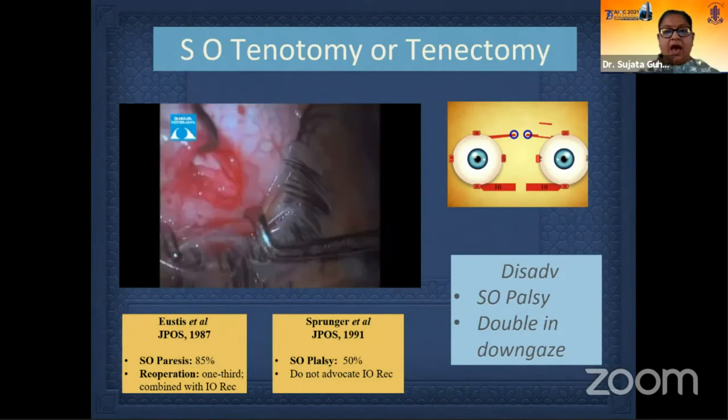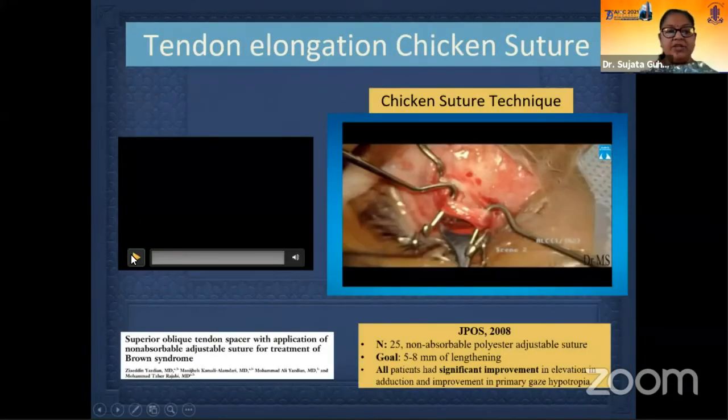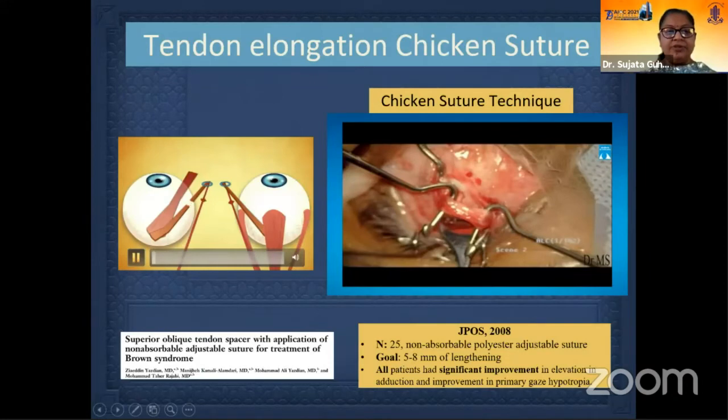Now, coming to the second surgical option, it is the tendon elongation. As I had told you before, the tendon itself is tight, so it does not allow the globe to move up when the inferior oblique is contracting. So if we can actually cut the tendon and elongate it with something, then the tightness will be relieved. And we can do it with several methods.